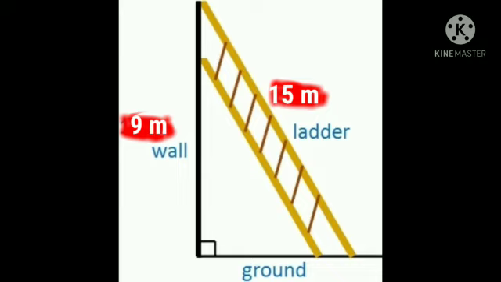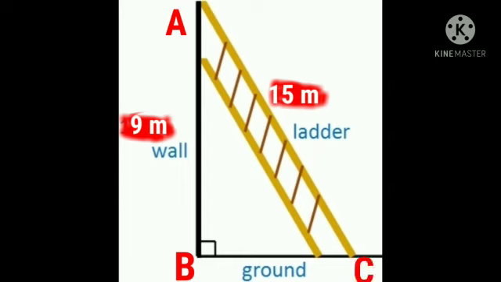So here we have to give the name to this. Now here see, you can see that the angle between the wall and the ground is a 90 degree angle. Clear? So here we have to give the name. Here we will give the names A, B, C.